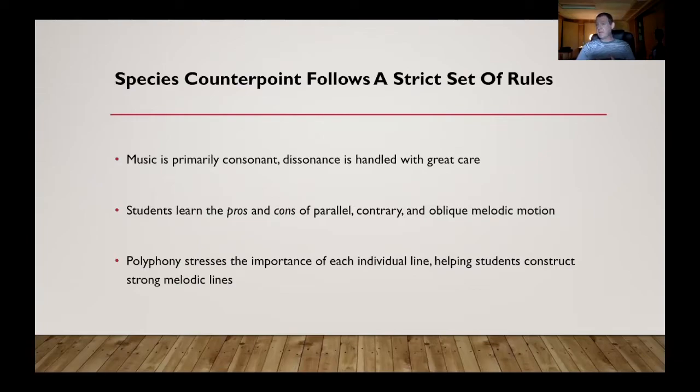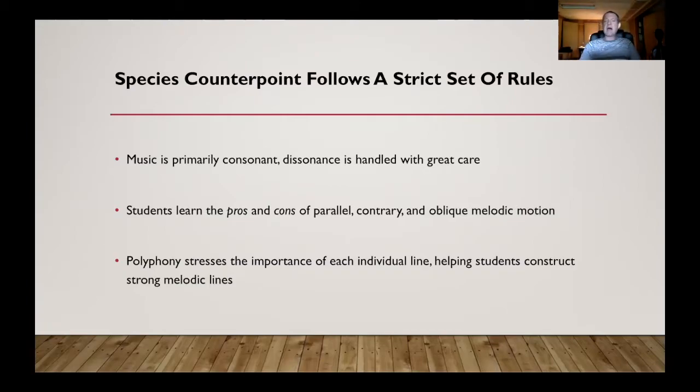Now, students will learn, in my classes, the pros and cons of parallel, contrary, and oblique melodic motion. Now, parallel motion is what it sounds. It's when 2 lines or more lines are moving together in one direction. So if you have the cantus firmus, for example, moving upwards and a line against the cantus firmus moving in the same direction, this would be parallel motion.